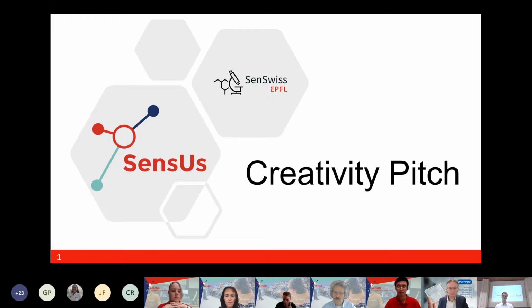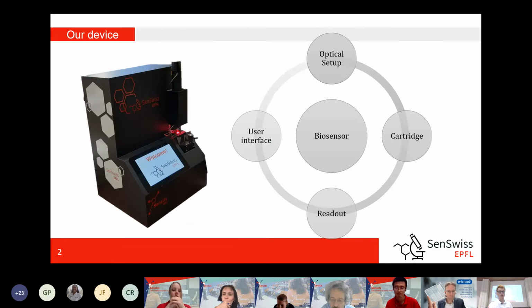So, hi everyone, and welcome to our team SensUs Creativity Pitch. My name is William, and I'm very happy and proud to be able to present to you our biosensor, on which we have been working for the last few months. So first, this is the actual biosensor. It's 30 centimeters by 30 centimeters with a height of 40 centimeters. And it has 4 main components, namely the optical setup, the cartridge, the user interface, and the readout, which I will describe all in further detail in the coming section.